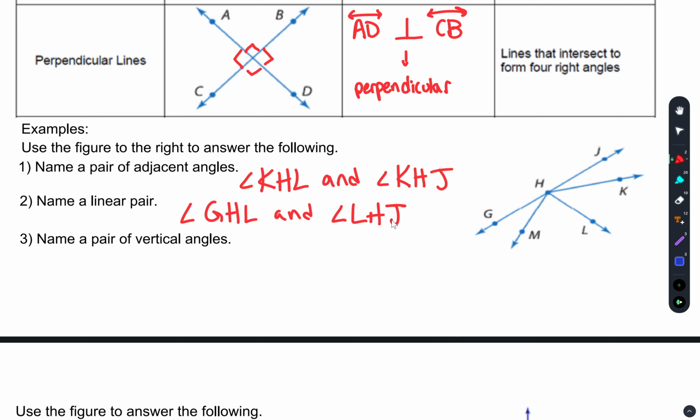Vertical angles. Is this a trick question? Do we have vertical angles here? I don't see vertical angles here. Again, look at that shape of these angles. You probably are thinking, oh yeah, GHM and JHK. But this is forming that K shape that I was talking about. This line is straight. This line is bent. We don't want that. We want an X shape. So there are no vertical angles here.